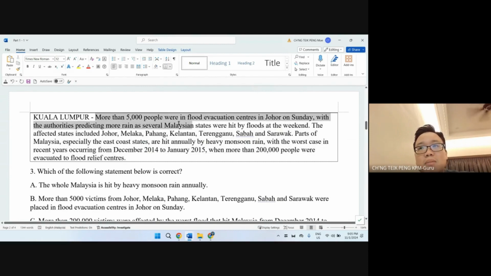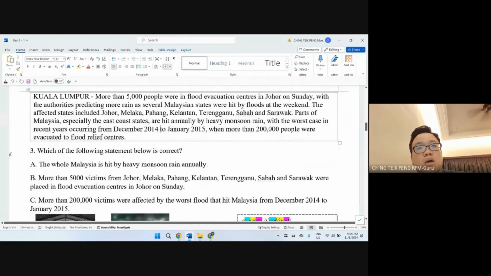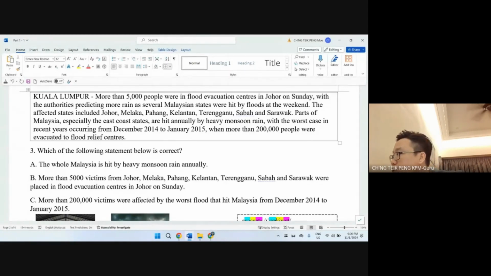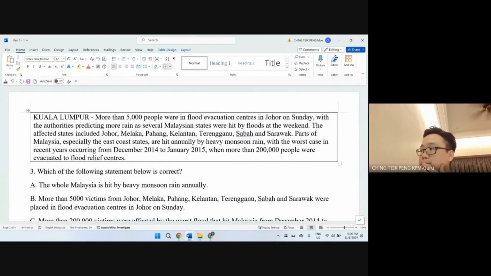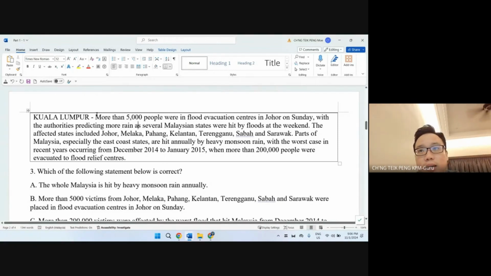So when we encounter this kind of text, we have to identify the main ideas. Okay, so look at the first sentence. Can I have all of you put your answers in the chat box first? What is your answer to question number 3? So Dixon chose C, yeah? What about other students? C. Okay. All right.